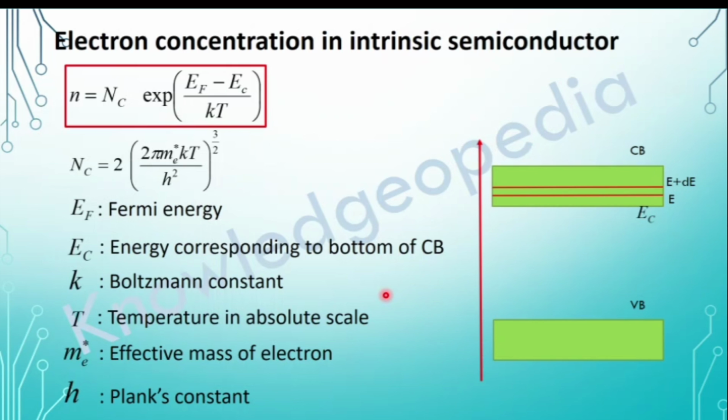Let us conclude our lecture with a brief summary of what we have done. We have considered two states, one at energy E and another at E plus dE. Then we calculated the density of states between these two energies and the probability of occupation of electron. Then we multiplied both the terms to get the number of carriers between these two energy states, and finally we integrated that from the bottom of the conduction band to the top of the band, and we obtained this expression which gives us the electron concentration in an intrinsic semiconductor.